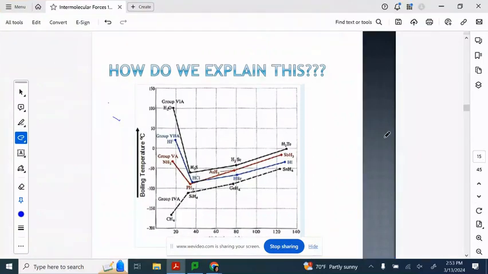So we are looking at intermolecular forces. You have this graph on your paper. I want you to talk to your seat buddy or somebody near you if you don't have a seat buddy, and see what you find strange about the trends on this graph. Go.